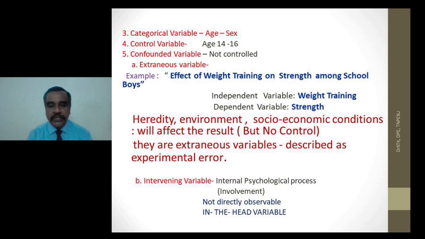Heredity, environment, socio-economic conditions will affect the result, but the researcher is having no control over these factors. They are called as extraneous variables, or it may be described as experimental error. Intervening variables. The internal psychological processes are called as intervening variables.